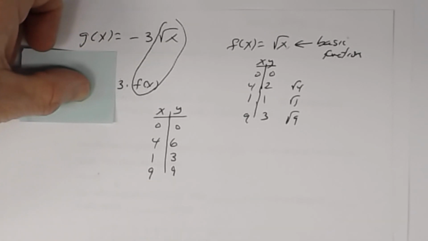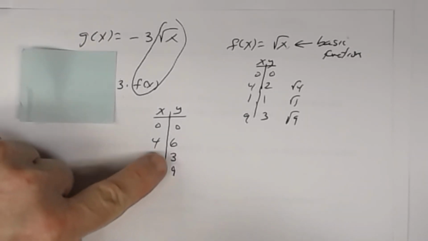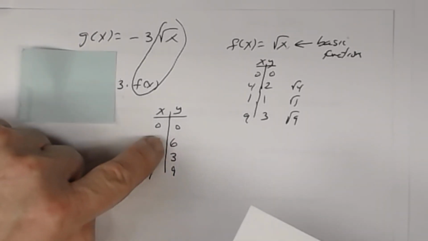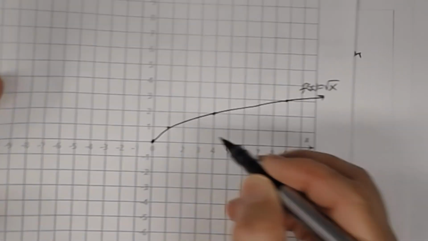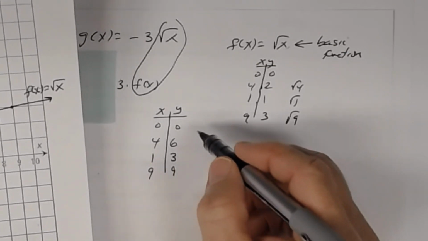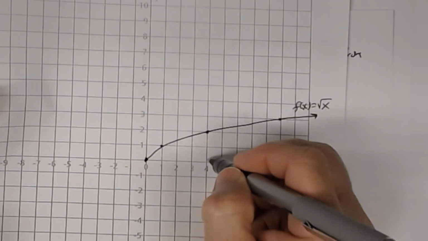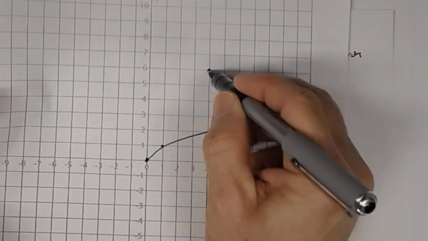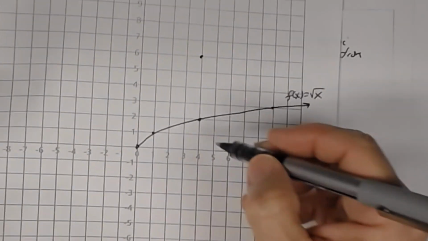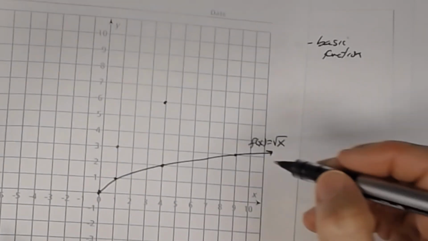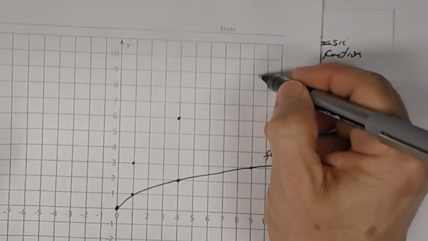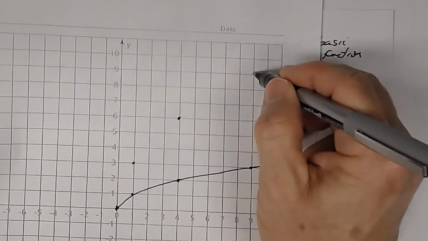Okay. Now, what I want you to notice is this. When I look at these points here on the graph, 0, 0 stays 0, 0. So I plot the point 4, 6, which is here. I plot the point 1, 3, which is here. And then 9, 9, which is here. Okay, 9, 9, which is here.